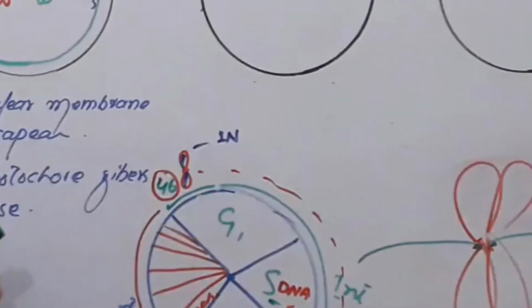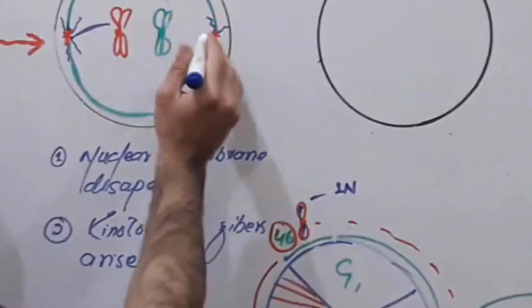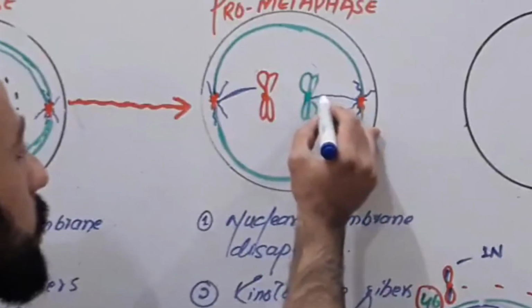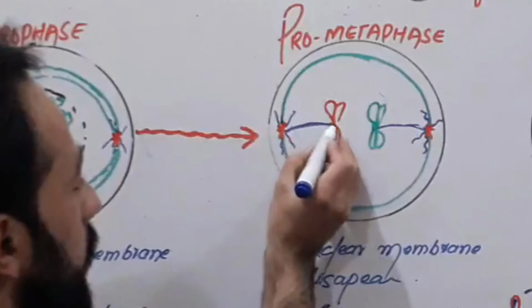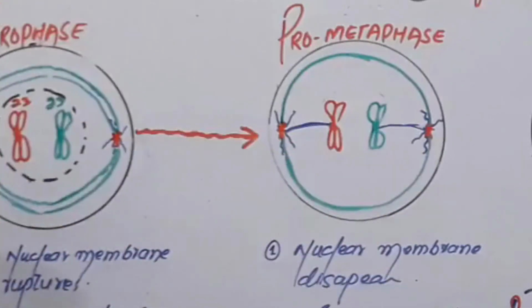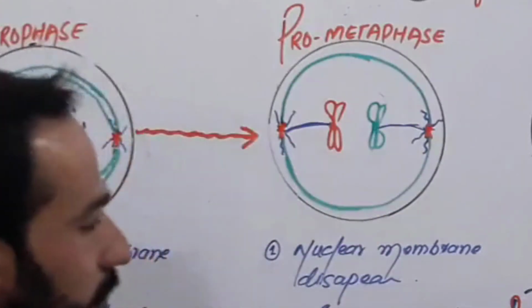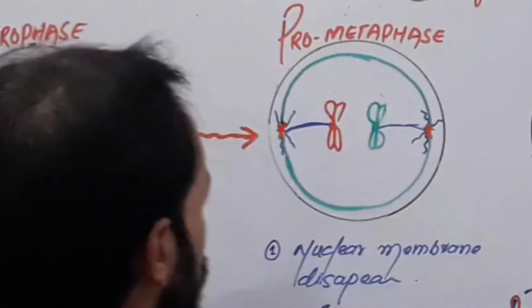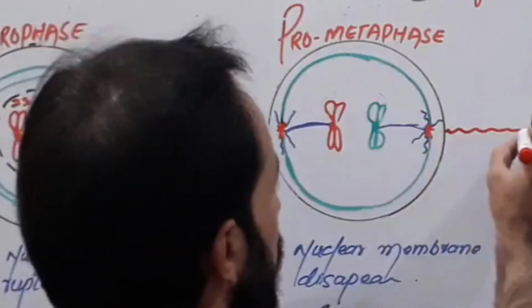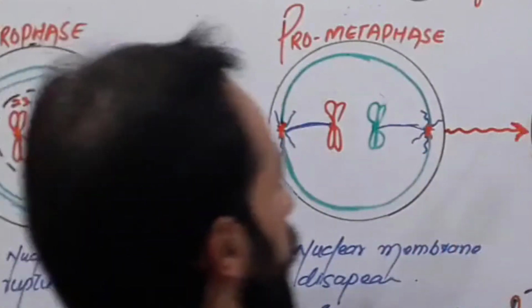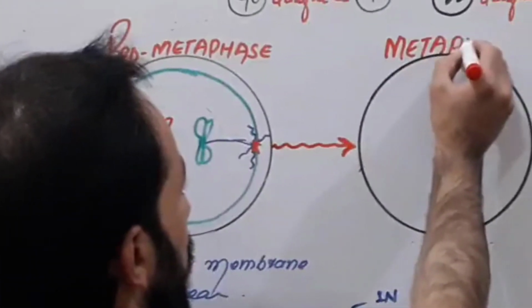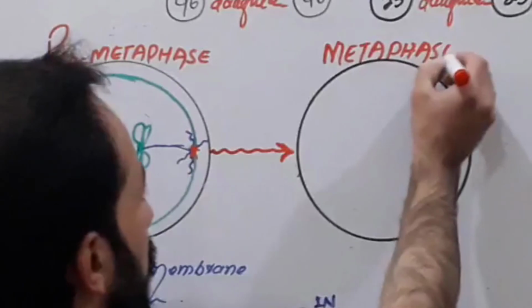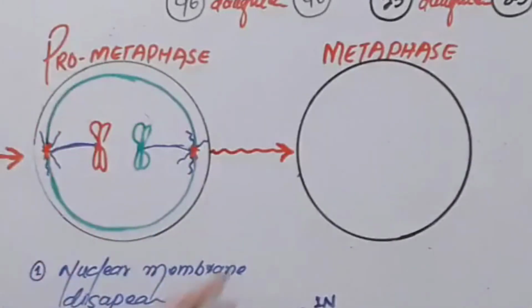Done. So what happens? That is, the kinetochore microtubules arise and attach to what? And attach to the centromere. This is also done. So then the cell moves towards the third phase, that is called the metaphase. Metaphase. Clear? So what happens during metaphase?